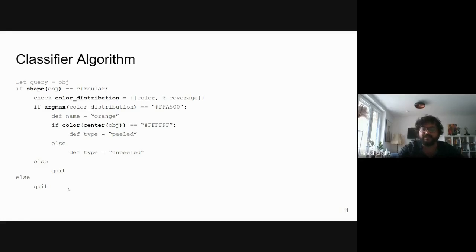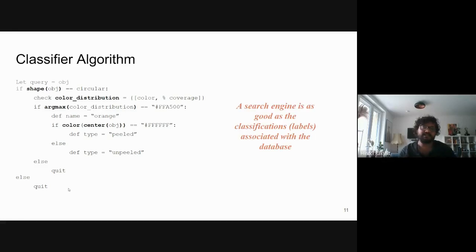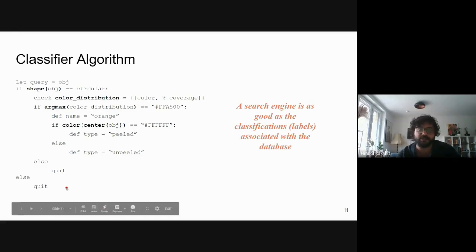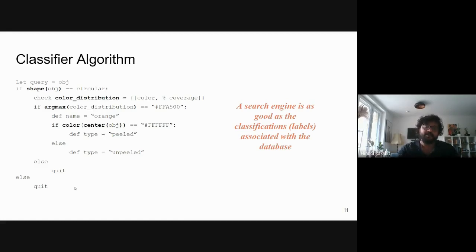If there's one thing that you take from this presentation, it is that a search engine is as good as the labels associated with the database. Originally we just had the information that this is an image of an orange. But as you keep classifying, you keep adding new labels to each of the data points. And the more labels you have in your database, the more observable and searchable it is. That's how you make a search engine more robust.